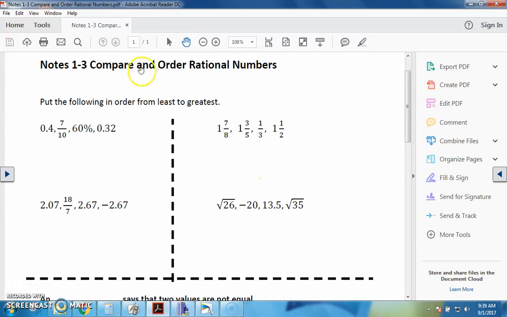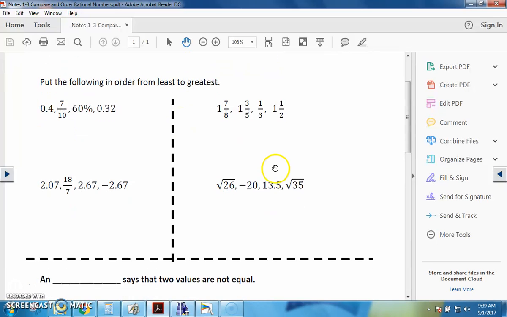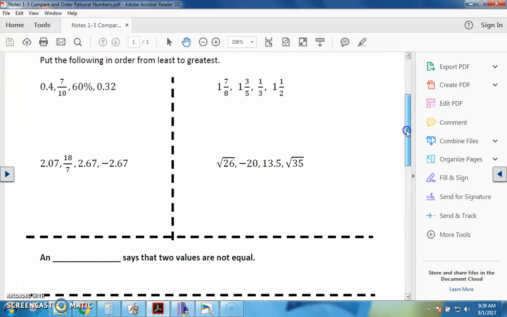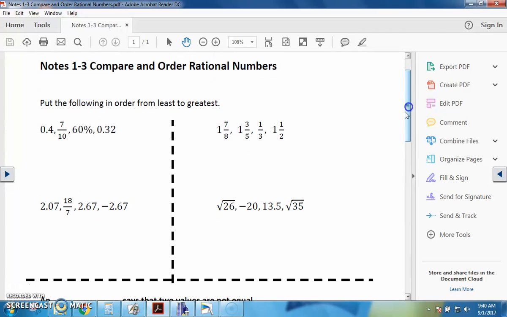Today we're going to talk about putting rational numbers in order from least to greatest, and then we are also going to talk about inequalities. Okay? So the first thing that we're going to do is take a look at this. Our first example: the directions tell us to put them in order from least to greatest. So when you take a look at this, you have 4 tenths, 7 tenths, 60%, and 32 hundredths.